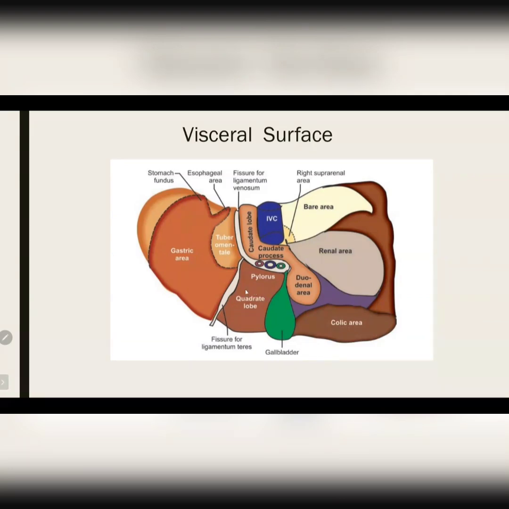There is a quadrate lobe on the visceral surface of the liver. So can you tell me what are the boundaries of the quadrate lobe? Yes, to the right side is the gallbladder. Very good. What about to the left side? Fissure for ligamentum teres. Good. What is present superiorly? Here, the area where structures enter and leave the liver. Yes, superiorly is the porta hepatis, and inferiorly here is the inferior margin of the liver.